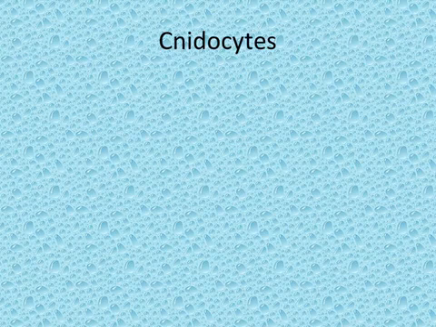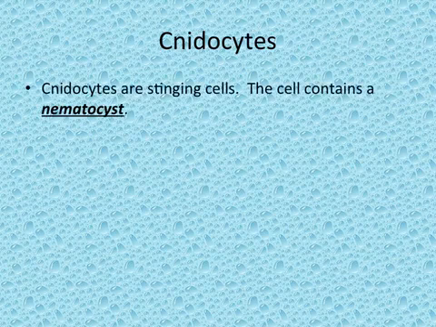So let's talk about cnidocytes. Cnidocytes are one of the defining characteristics of cnidarians, and it's where cnidarians get their name. Cnidocytes are stinging cells. So cnido, the C is silent, just like in cnidarians, means stinging, and cyte means cells. So cnidocytes are stinging cells. The cell contains a nematocyst. And also of note, cnidarians are named for these cnidocytes. So cnidarians literally means stinging or stinger, and cnidocytes are the stinging cells that they have.